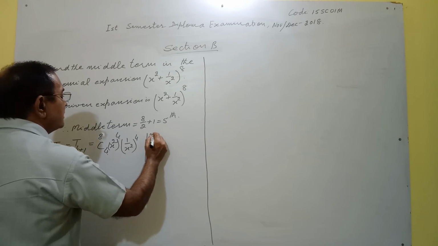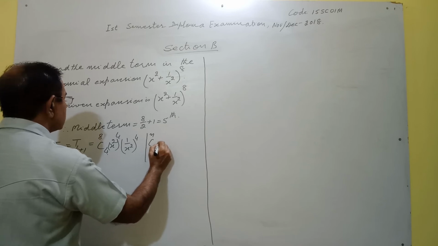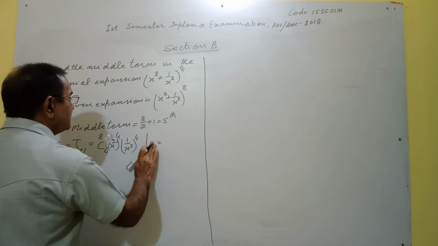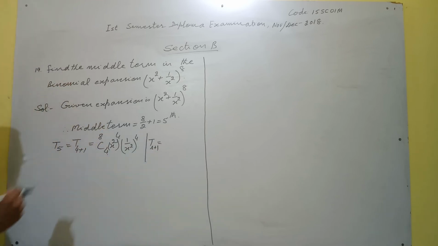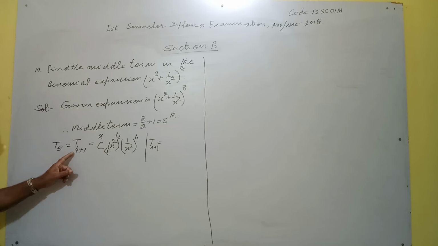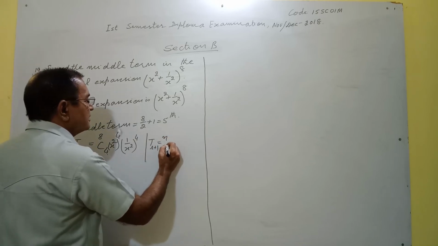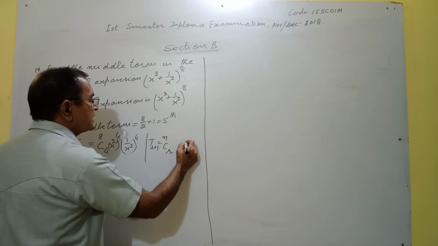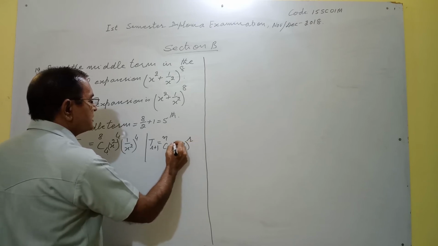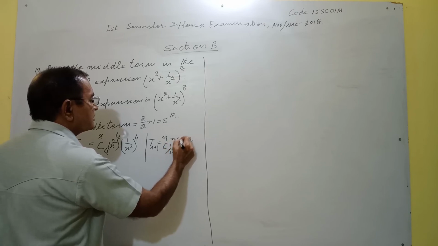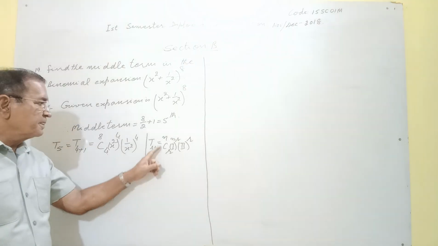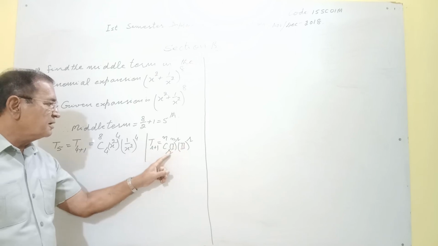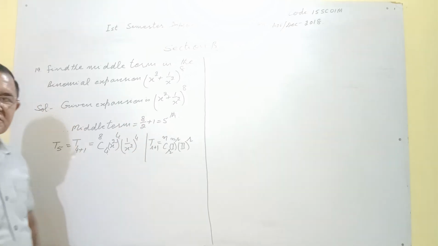The identity for T R plus 1 in binomial is nCr, second term power r, and first term power n minus r, that is the difference of the two. We take it as T R plus 1 by adding 1, like 5 is 4 plus 1.